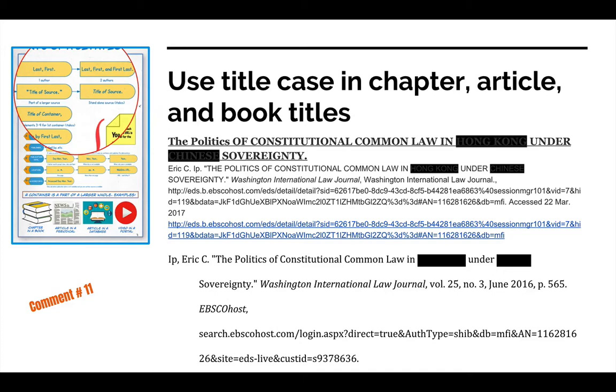The first letter of each word in the chapter, article, titles, and book titles should all be capitalized, but the rest of the words should be in lower case. So at the top, the example has many words that are all caps. That has to get fixed.